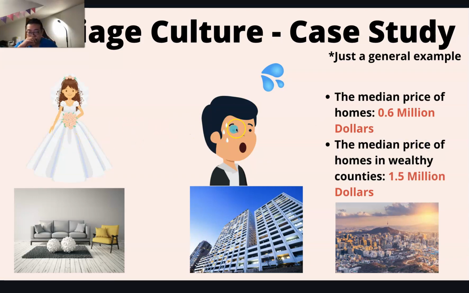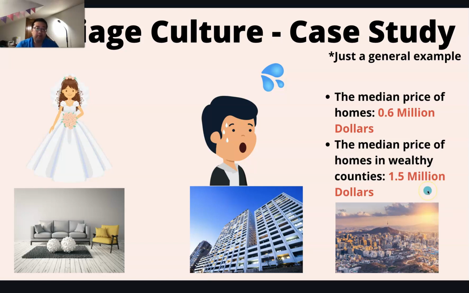So when they meet together, and this is just a general example, if young couples want to live in a metropolitan city or urban area, the median price of homes, though this is already outdated because there was a big increase after COVID-19, the median price of homes in Seoul, the capital city, is $0.6 million. And the median price of homes in wealthy counties, $1.5 million. And maybe this is very hard to reach for very average workers in South Korea.